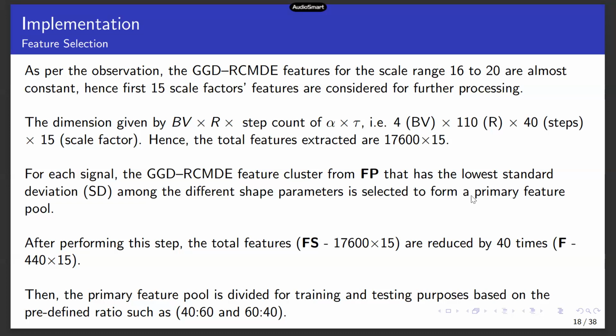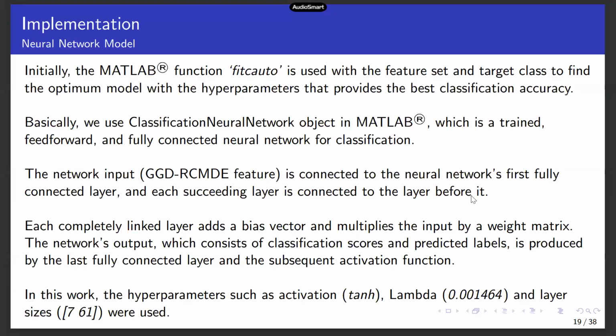Then the primary feature pool is divided for training and testing purposes based on the predefined ratios of 40 to 60 and 60 to 40. For the neural network model, initially the MATLAB function fit-curve is used with the feature set and target class to find the optimum model with hyperparameters that provide the best classification accuracy. Basically, we use the classification neural network object in MATLAB, which is a trained feed-forward and fully connected neural network for classification. The network input, the GGD CMDE features, is connected to the neural network's fully connected layer, and this successor layer is connected to the next layer.